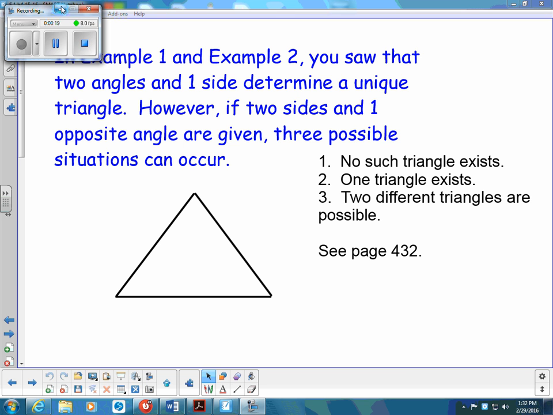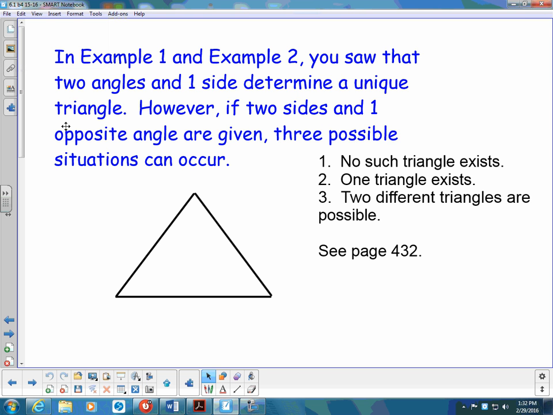Meanwhile, we're continuing our look at section 6.1, Law of Sines, and we're just talking about the fact that if you have two sides and one opposite angle, 3 possible situations can occur. Either no such triangle exists, one triangle exists, or 2 different triangles are possible. So I have a little activity that hopefully will help you understand this better.